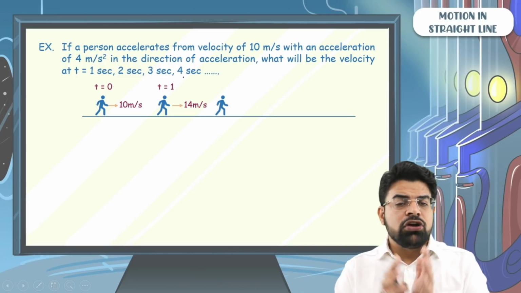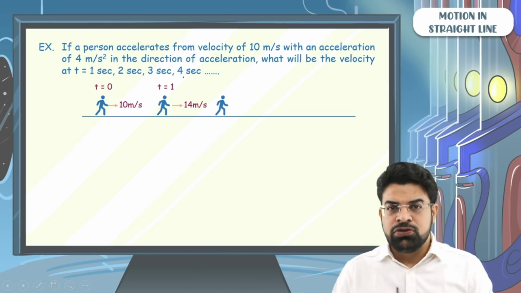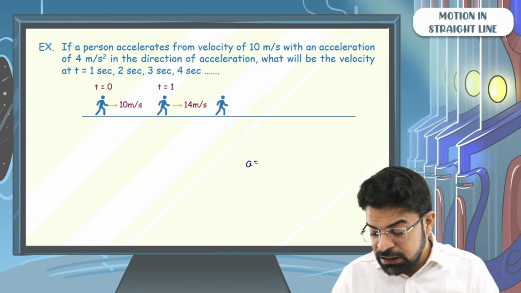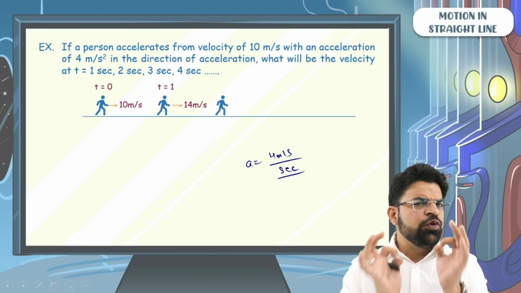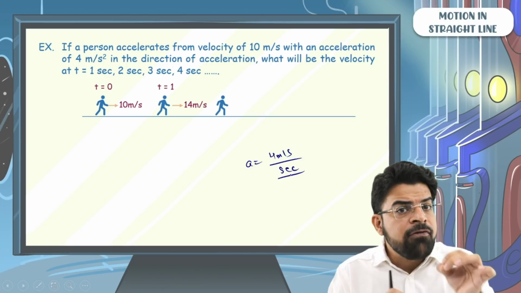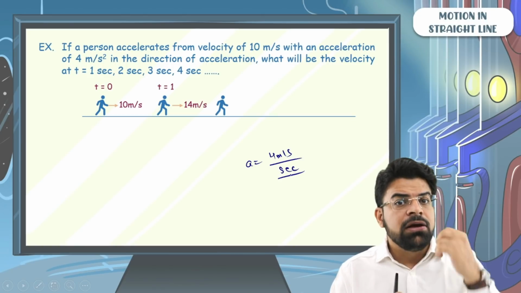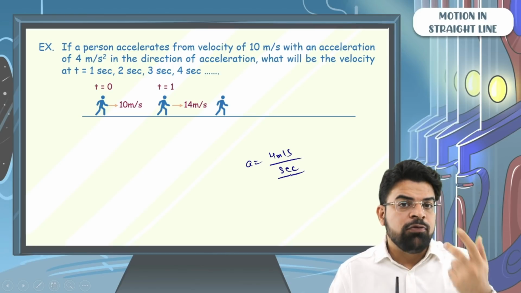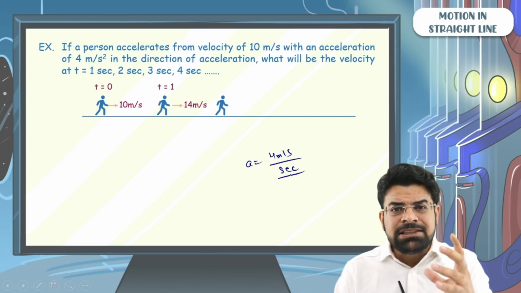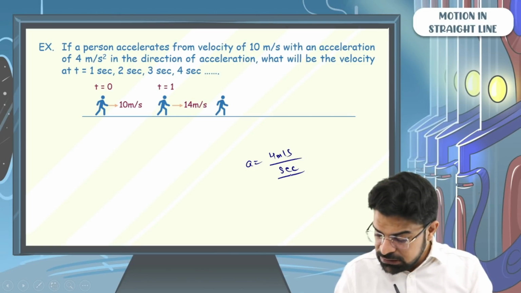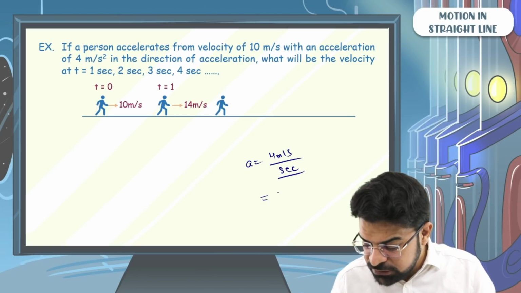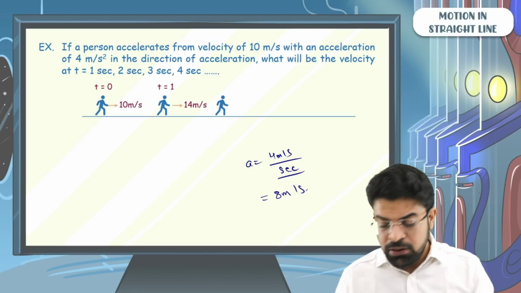What will be the velocity of this person at time equals 2? Sir, acceleration is 4 meters per second per second. It means that every single second the velocity increases by 4 meters per second. So if in 1 second the velocity increases by 4 meters per second, in 2 seconds the velocity will increase by how much? In 2 seconds the velocity will increase by 8 meters per second.